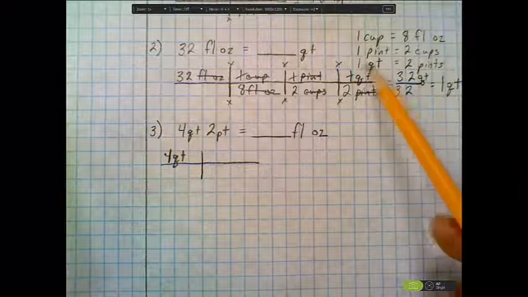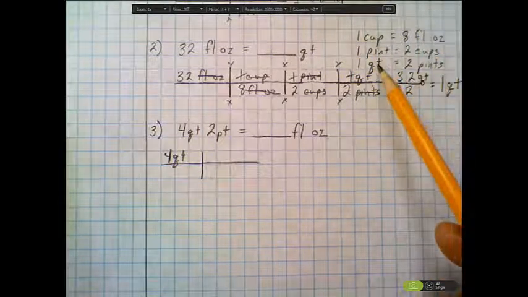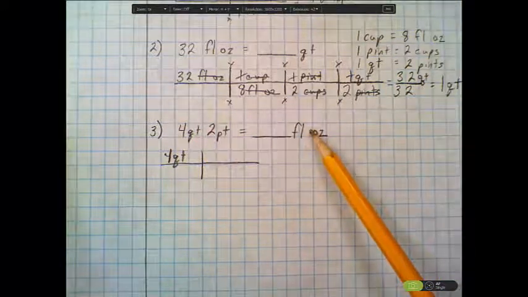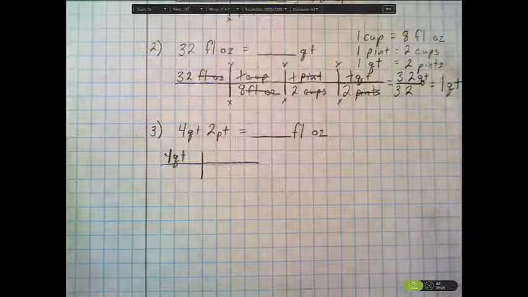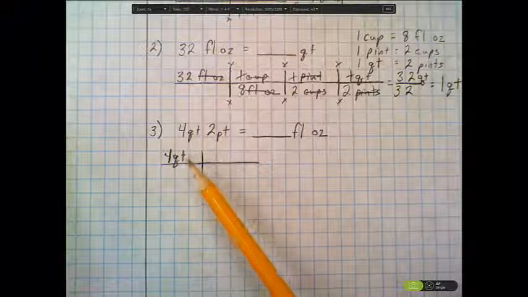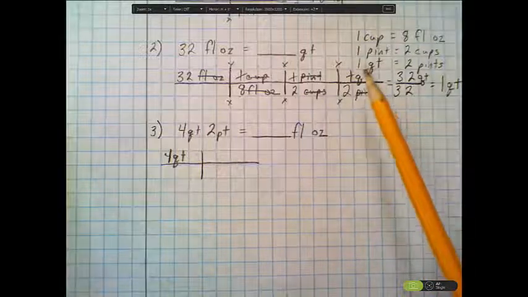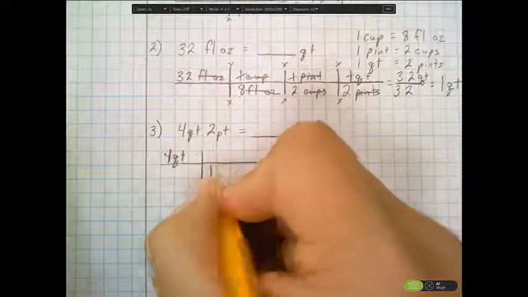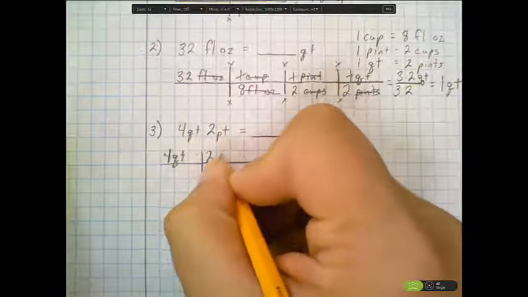We're going to use our same relationships that we used in problem 2, so instead of writing them over again, we're just going to refer to these up here. We don't have anything that goes from quarts to fluid ounces, but we do have something that goes from quarts to pints. So we're going to use that one. Since we have quarts on the top of the first section, we need to have quarts on the bottom of the second section. And so the number we're going to use is 1 quart, and that's equal to 2 pints.